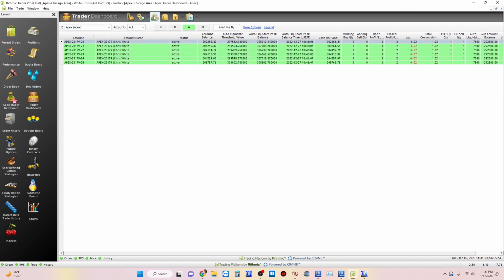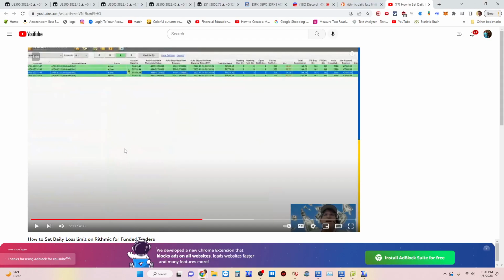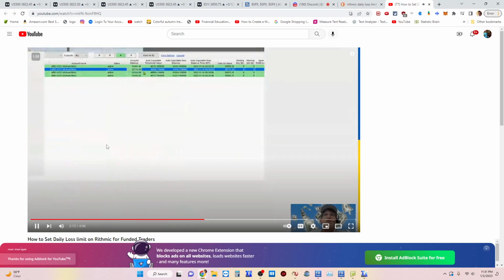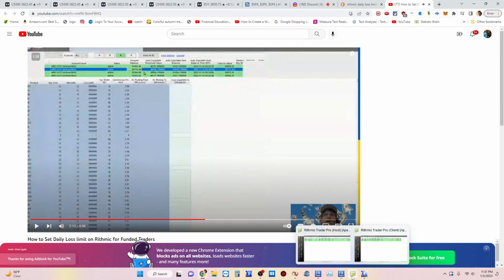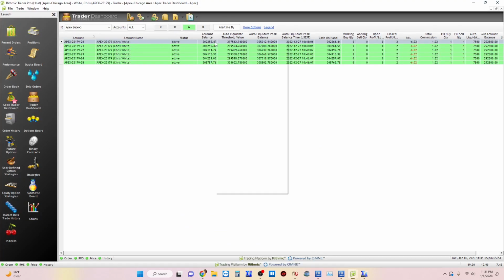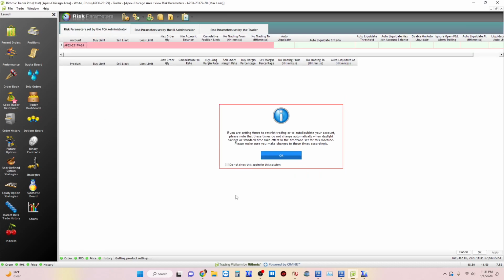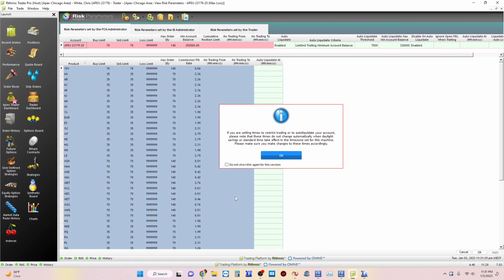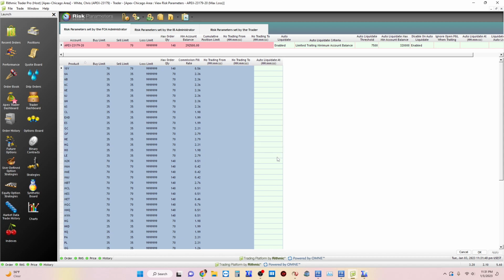Am I missing something? So this is the template. What does it do different? Right click. View risk. View risk parameters. Okay. There you go. Oh my gosh. If you're setting times to restrict trading, please note that these times don't change. Okay, it's basically the same thing.